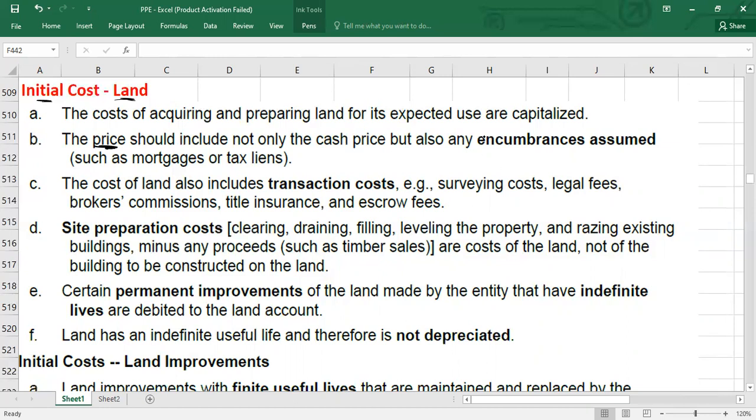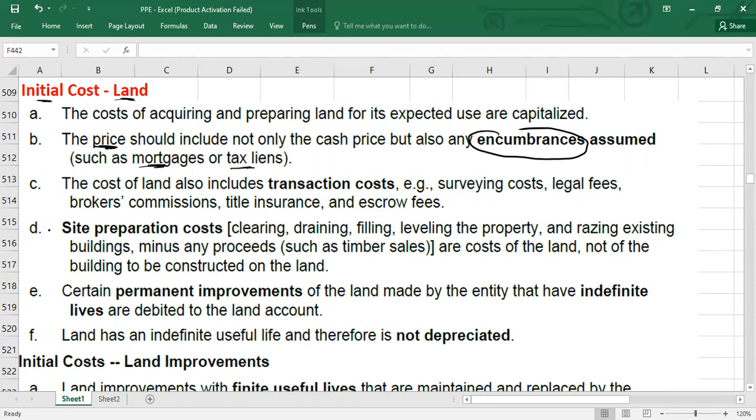It will also include any encumbrances assumed. Encumbrances assumed means that the land which you are going to buy, the seller may already have a loan on it. Maybe you are going to take responsibility for the loan, that is called a mortgage. If you are going to take responsibility for such kinds of loans which you will pay, it will be part of the cost of the asset. It might also include any tax liens.